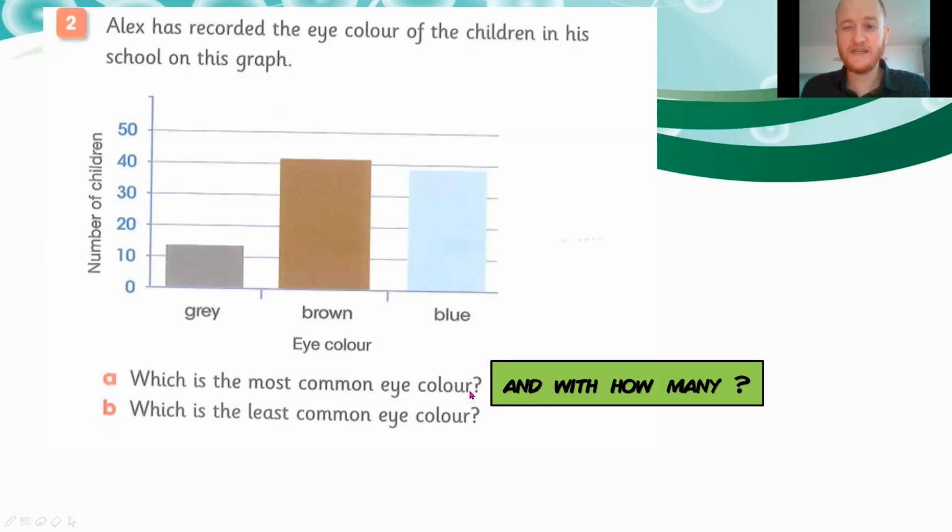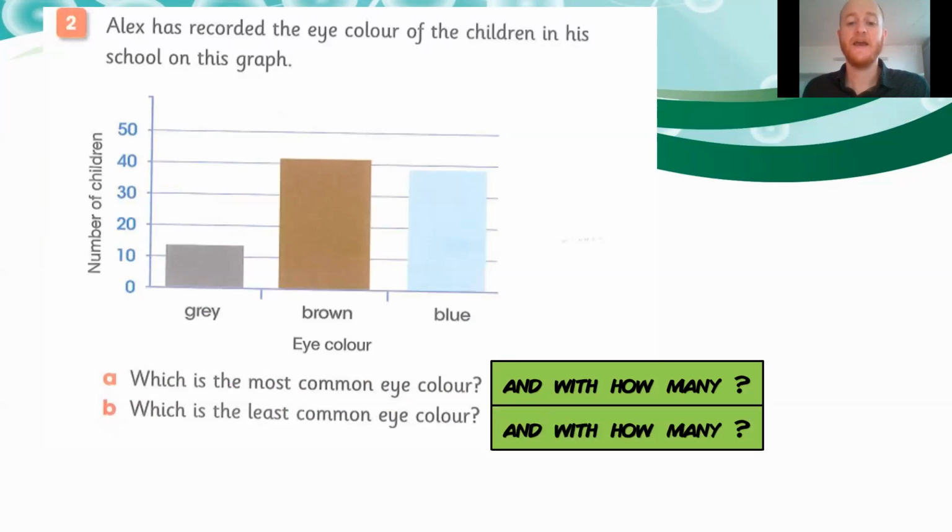Remember common, what is it? That means the one you see the most. And which is the least common eye color? Meaning the color you see the least, and with how many. Again, you can pause this video and do this exercise. Once you are ready to go to the next question, you press play.